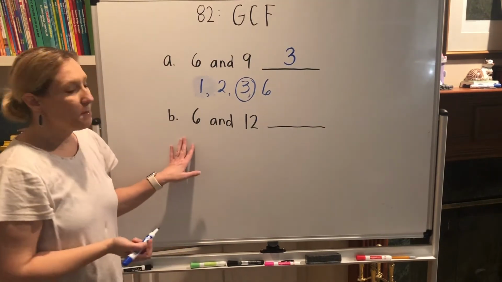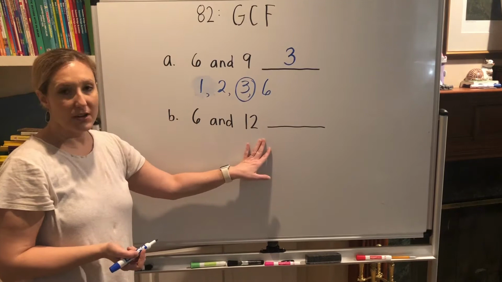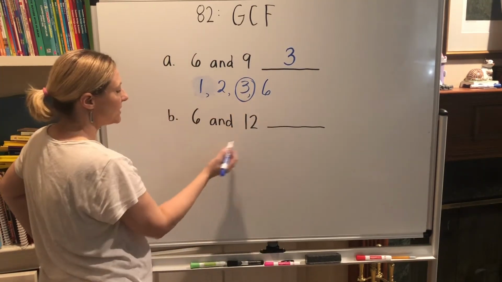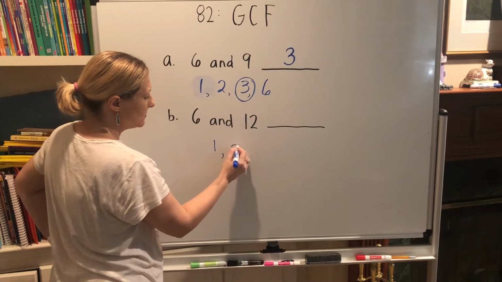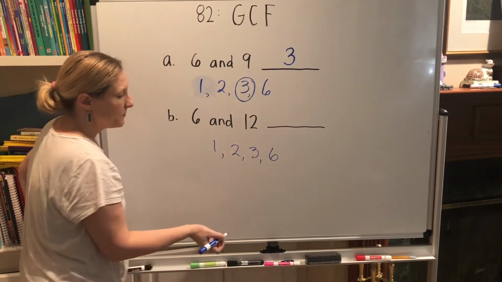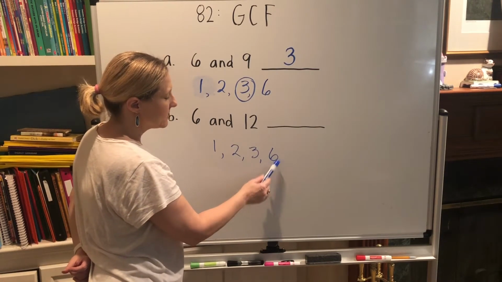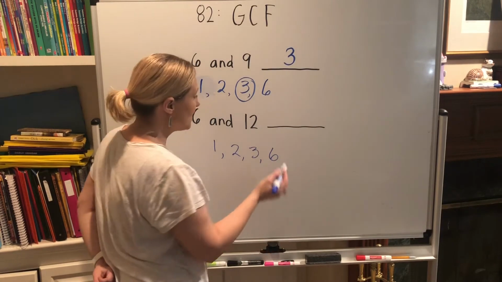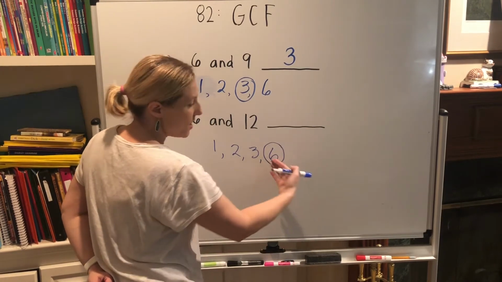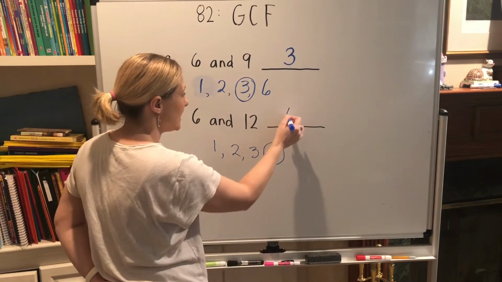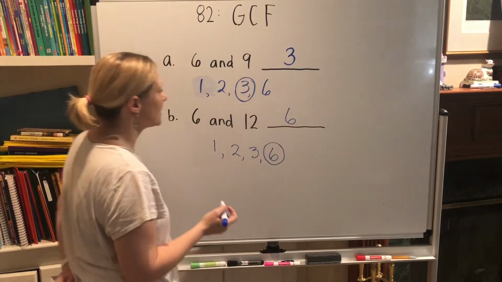Okay, let's take a look at B. They want the greatest common factor between 6 and 12 now. So we'll factor 6 again: 1, 2, 3, and 6. Does 6 go into 12 evenly? Yes, it does, 2 times. There are no larger factors of 6 anyway, so it has to be 6. The greatest common factor is 6.